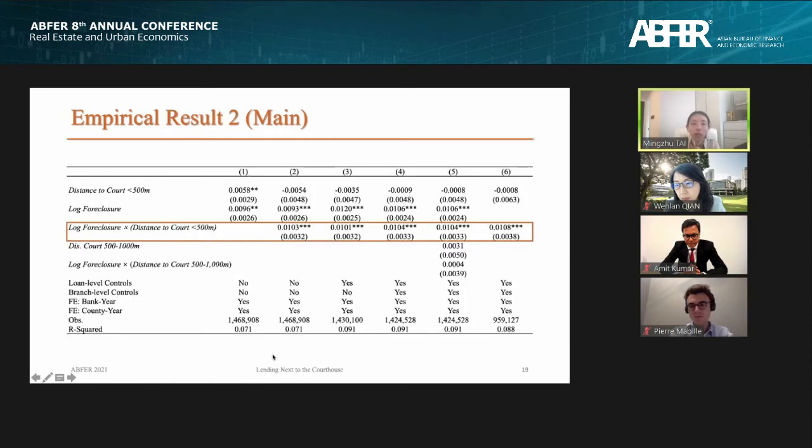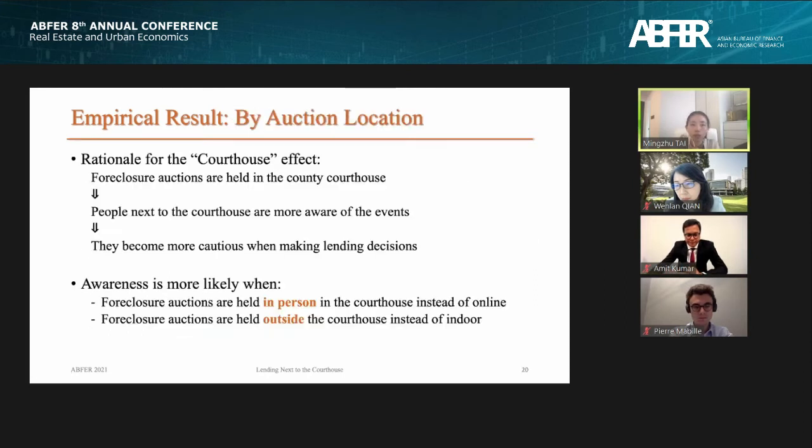Furthermore, we know that the rationale for such a courthouse effect is that whenever the foreclosure auctions are held in a county courthouse, people next to it can become more aware of the events. But we also know that such awareness is more likely when the foreclosure auctions are held in person, so you can see the crowd gathering around that location, instead of if the auction is held online. And also, if the auctions are held outside the courthouse, then whenever you walk across the street, you can see it. Instead, if the auctions are indoors, then the chance you observe them might be slightly lower.